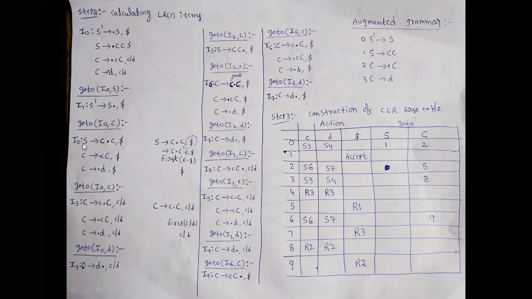Then S is production C dot capital C comma dollar. This dollar lookahead we are writing as it is. Then after the dot we have a non-terminal capital C, so add the productions of capital C. So what are the productions of capital C here?